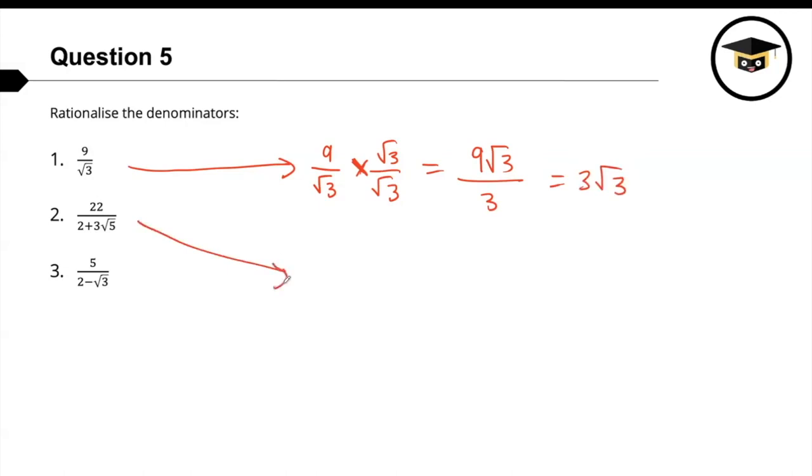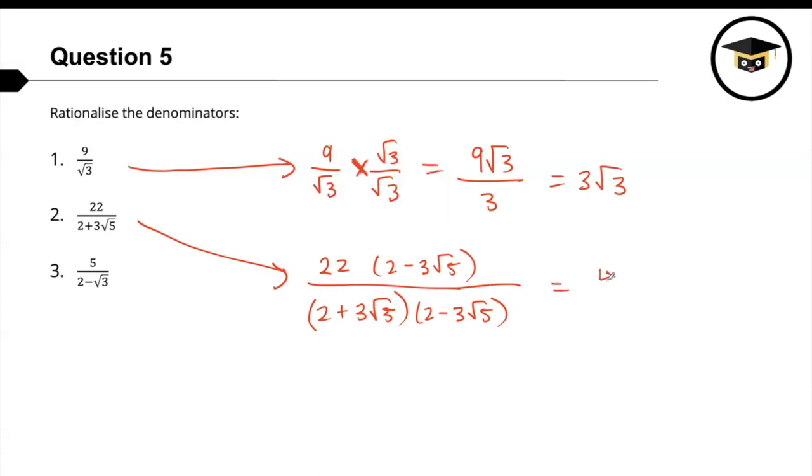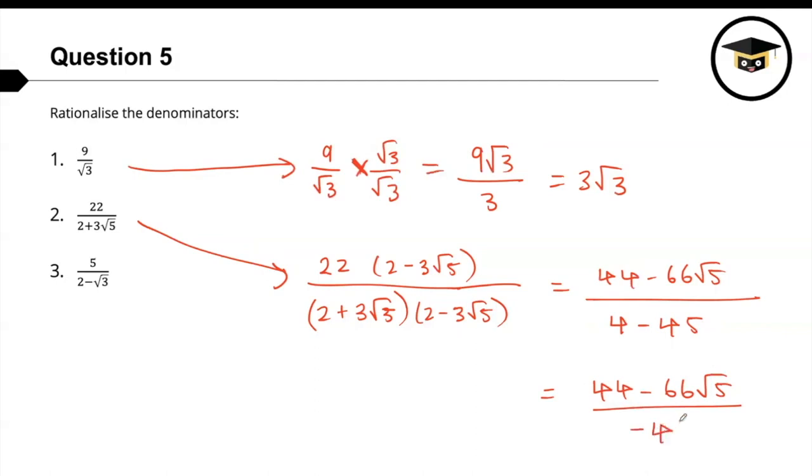With question 2, I want to multiply by the conjugate. So I'm going to be multiplying by 2 minus 3 root 5. So multiply by 2 minus 3 root 5 to the bottom, and multiply by 2 minus 3 root 5 to the top. And that's going to get me 44 minus 66 root 5 over difference of squares on the bottom. So I'm going to get 4 minus 9 times 5, which is 45. So I end up with 44 minus 66 root 5 over minus 41.